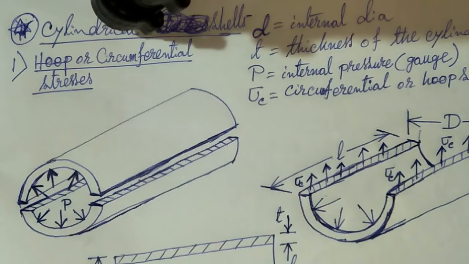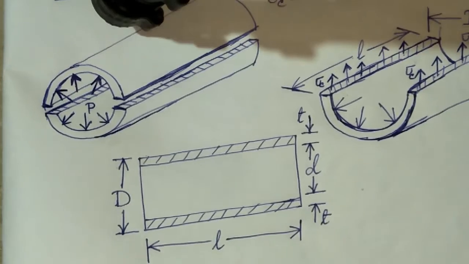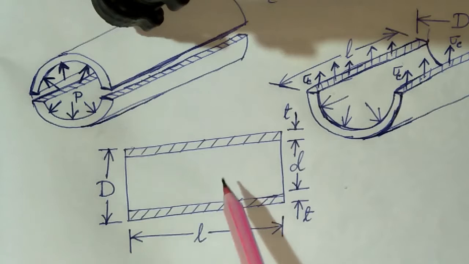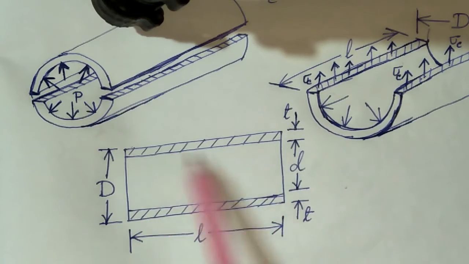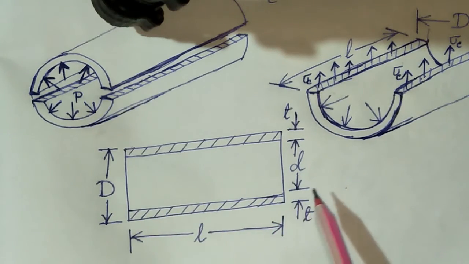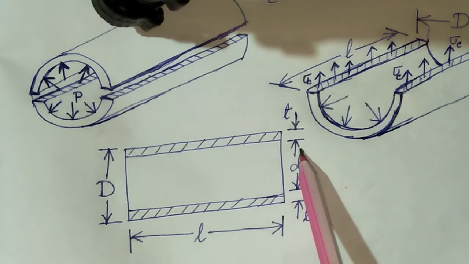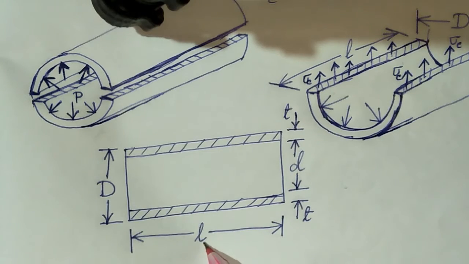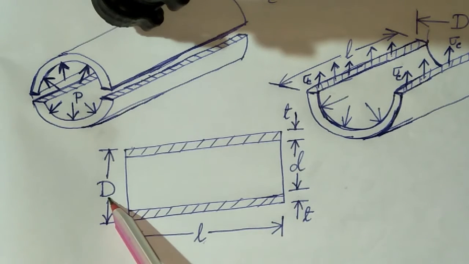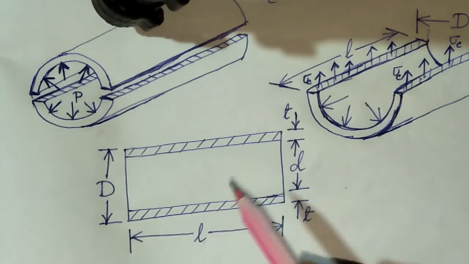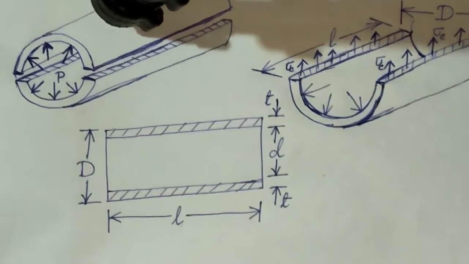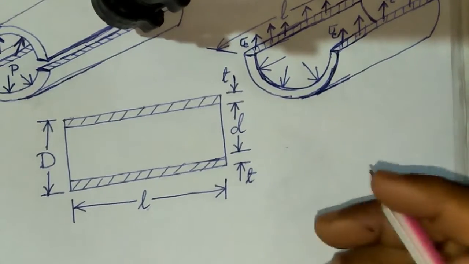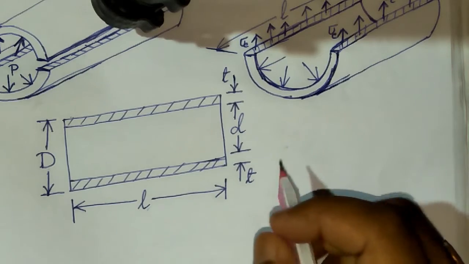The other thing is the projected area of the cylinder, which we can draw like this. This is the projected area. It looks like a rectangle, obviously, because it's a cylinder. Small d is the internal diameter. This is the thickness, small t. L is the length of the cylinder, and capital D is the outer diameter of the cylinder. So the blasting force or the pressure force must be balanced by some internal resisting strength.